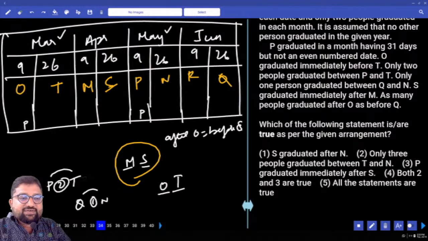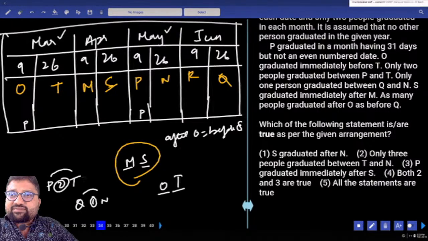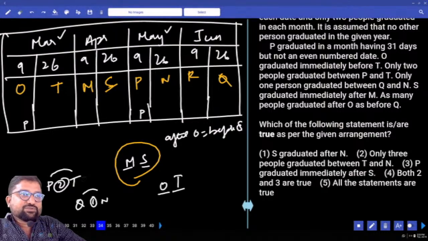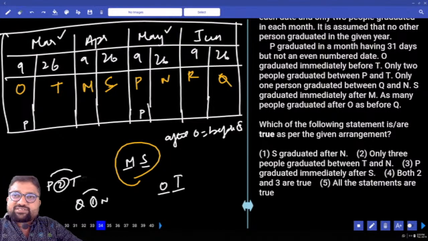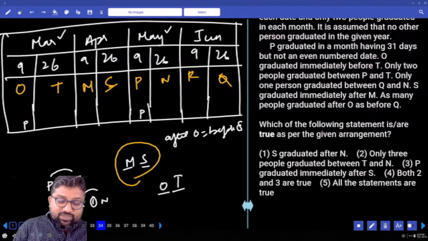S graduated after N? No. Only 3 people graduated between T and N. అవునా? కానీ ఒక్కసారి కింద చూడండి, ఎక్కడో 4th ఆప్షన్లో తేడా పడుతుంది. ఏమంటున్నాడు వాడు? 2 and 4. డైరెక్ట్ 3 చదువు ఒకసారి. P graduated immediately after S. Answer is 2 and 4. Option 2 and 3, option 4.